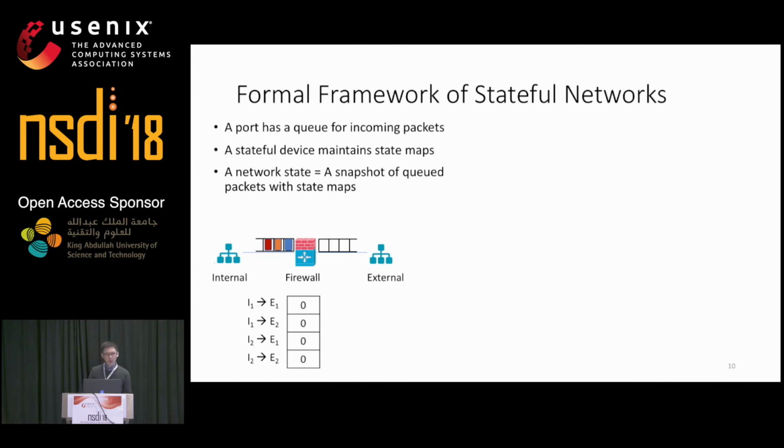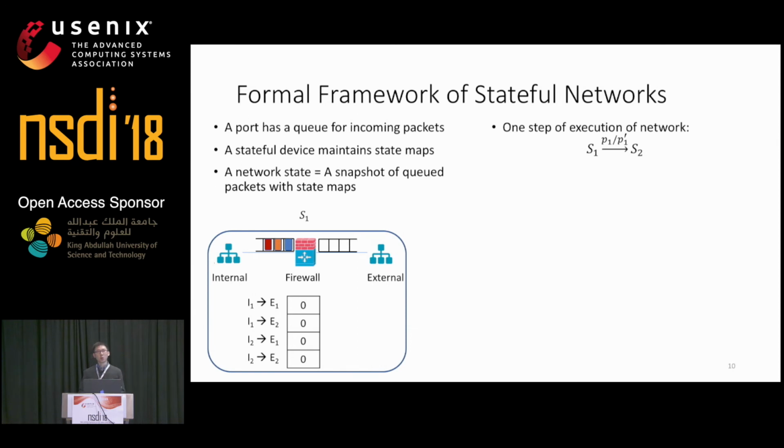Now with that, we're going to model the execution of stateful networks as a transition system, where a state captures all information of the current snapshot of the network. In particular, that snapshot will capture the information of all packets that are queued in the incoming ports, and also all values for every device in the state map. So we'll call this a state, and we're going to model a one-step transition as a formula that makes one step from a state S1 to another state S2.